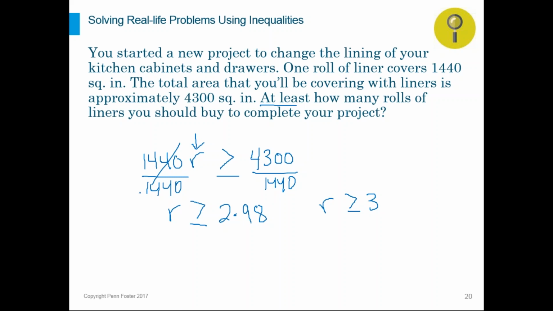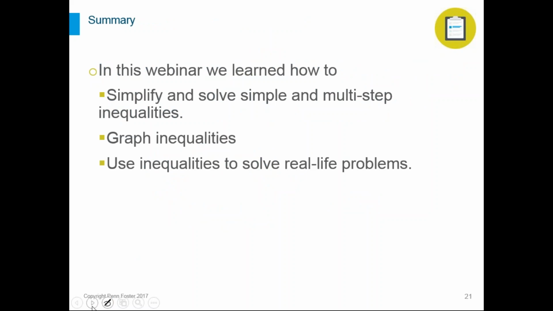Okay, that concludes the math part of my webinar. So far, we have looked at simplifying and solving and graphing inequalities, whether they are simple one step or multi-step inequalities. We learned how to graph inequalities using a number line. Next unit, we're going to go over how to graph an inequality on the coordinate plane. Also, we just looked at a couple of examples on how to use inequalities to solve real life problems.